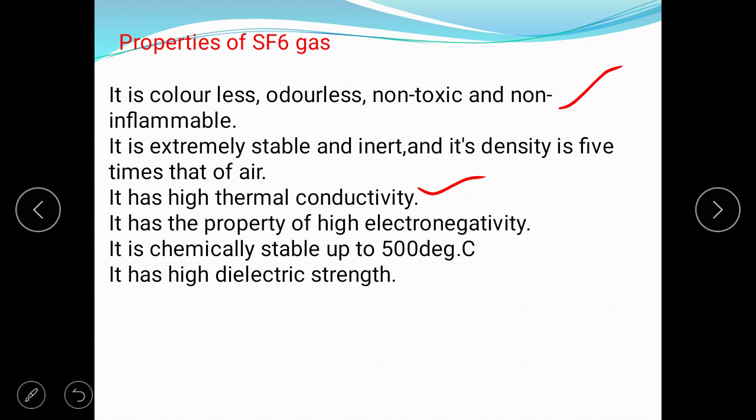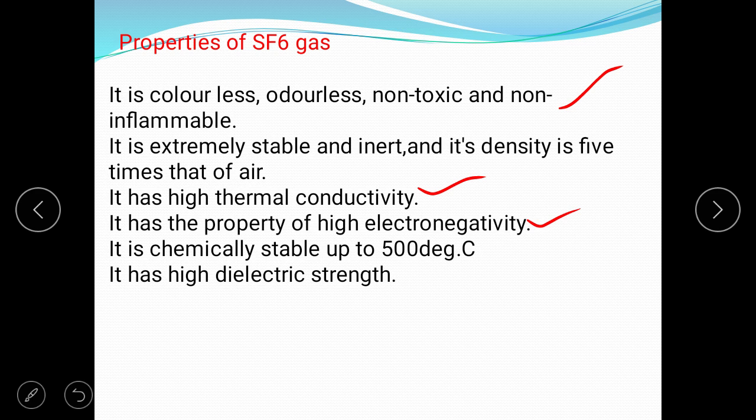Next property is, it has high electronegativity. What is the meaning of electronegativity? It means this gas has the property of absorbing the ionized particles of gases or air between the contact gap of a circuit breaker. So this property is known as electronegativity. Next property is, it is chemically stable up to 500 degrees Celsius. It means it does not react with any chemical below 500 degrees Celsius.